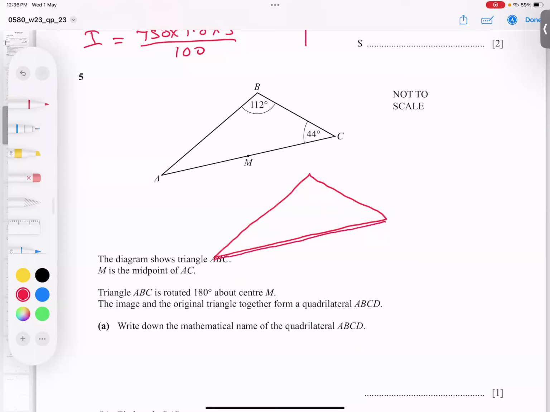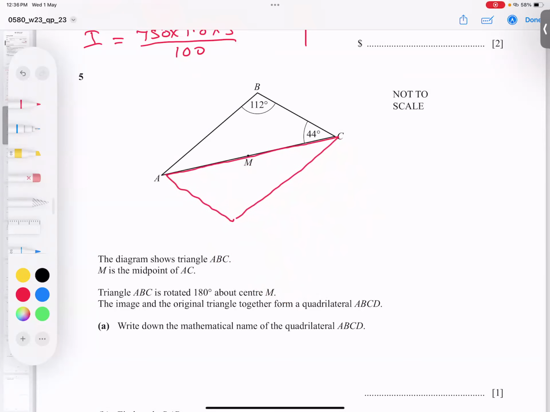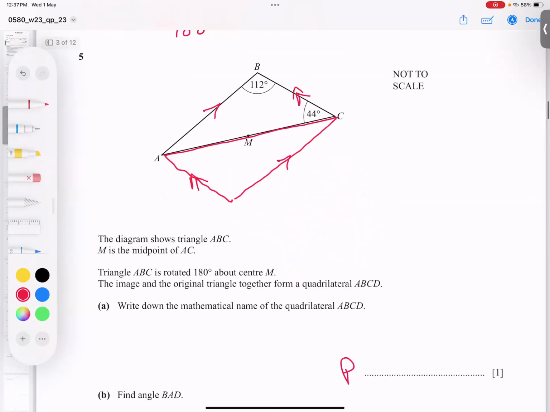Okay, and now I will erase the upper triangle, and I take the whole thing and I make it close. You see, so this diagram becomes what shape? This becomes a parallelogram. How a parallelogram? Because this is parallel to this, and this is parallel to this. So what is the name of this? Parallelogram. Okay, I hope so clear.